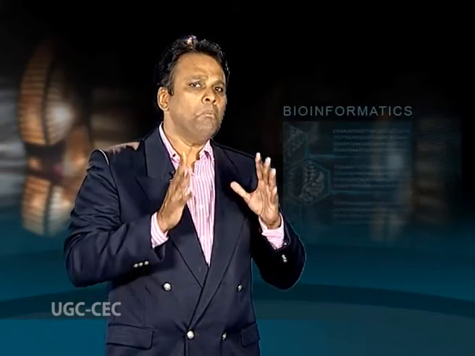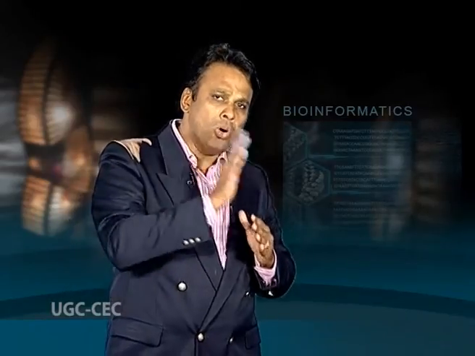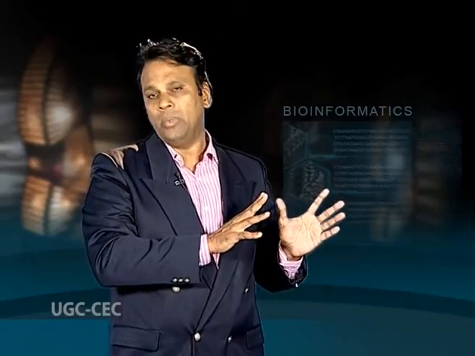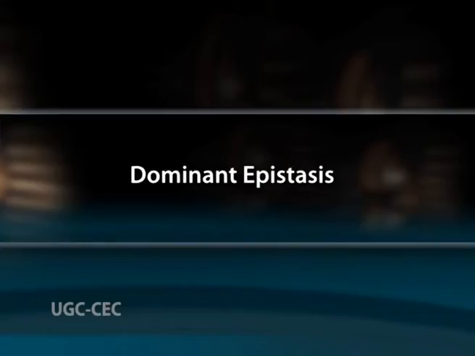If a recessive gene masks or suppresses the expression of a dominant non-allelic gene, then it is known as recessive epistasis, while if a dominant gene masks or suppresses the expression of another non-allelic dominant gene, it is known as dominant epistasis. Now, let us look into dominant epistasis. In dominant epistasis, the dominant gene at one locus suppresses or masks the expression of another gene at a different locus, no matter of its allelic condition, whether it is dominant or recessive.